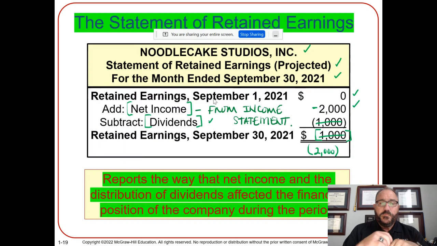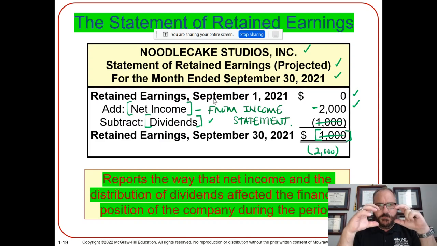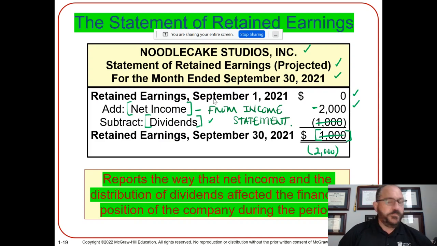All right. The next one now, this one's going to be a little different. This one's the statement of retained earnings. So if you remember what retained earnings are, the money we keep in our business. We made the money, but we didn't spend it. So let's take a look. Again, name of the business up at the top. Then we got the name of the statement of retained earnings. And again, notice for a period of time, for the same month.